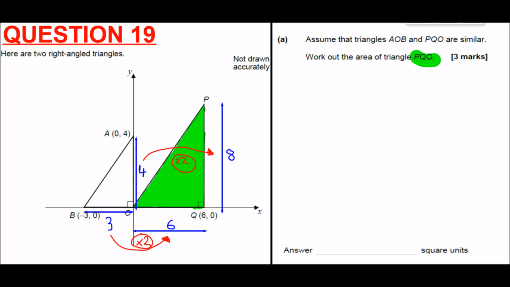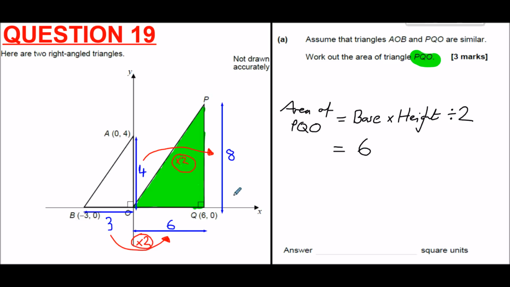So the area of PQO, we need to remember the area of a triangle. The area of any triangle, whether it be PQO or not, is the base times the height divided by 2. Importantly, you need to divide by 2 when we're talking about a triangle. So the base is 6, the height is 8. We can then divide all that by 2.